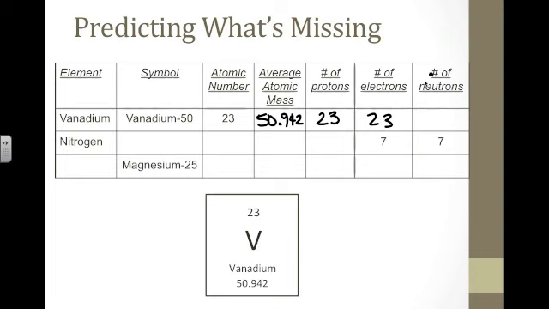So what I need to do to find the neutrons is take my mass number of 50. Remember, that's what that is in the symbol. And I'll subtract my 23 protons. That leaves me with 27 neutrons, because 23 plus 27 would give me my 50. So let's move to the next one. The next one is nitrogen. For nitrogen, for the symbol, we can start off by just writing the name, nitrogen.